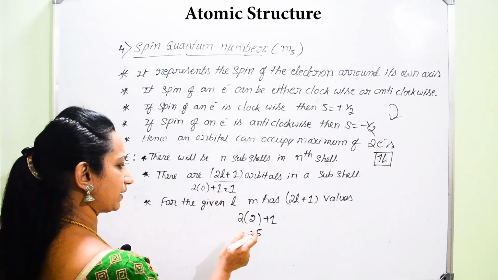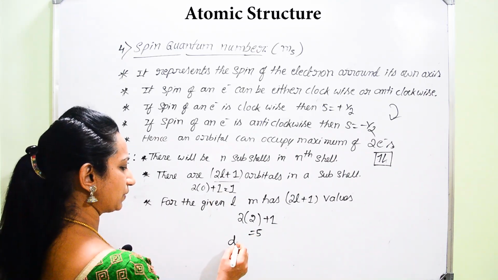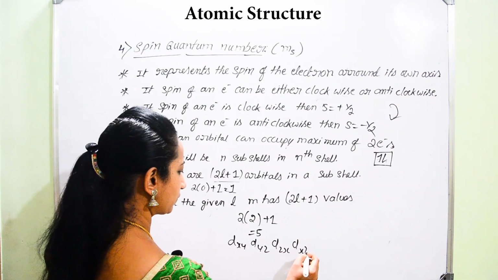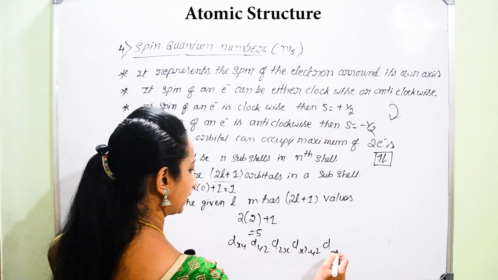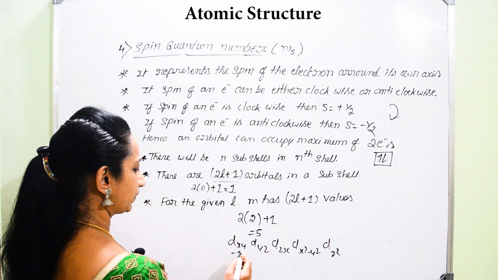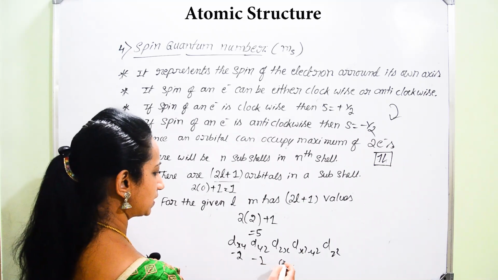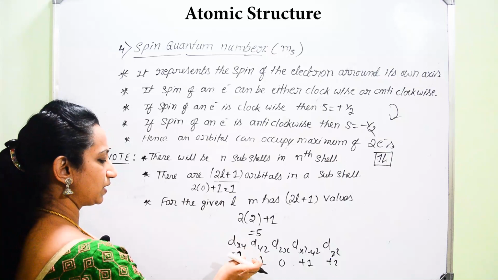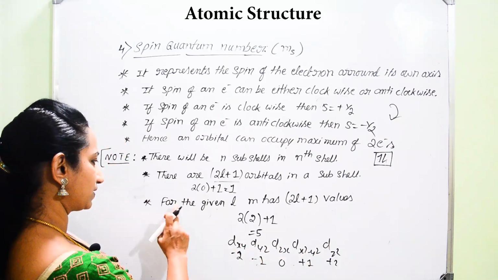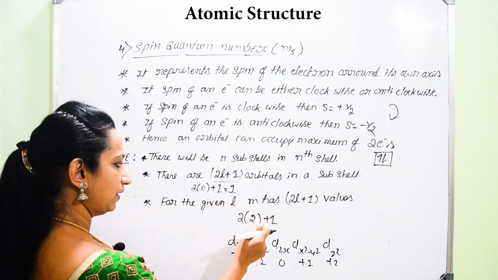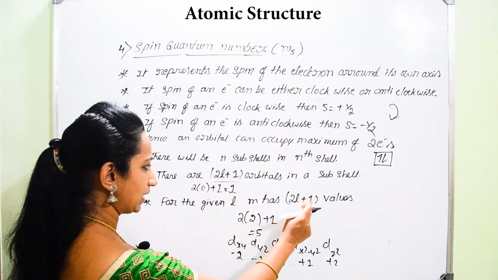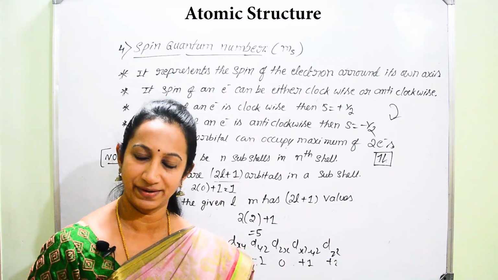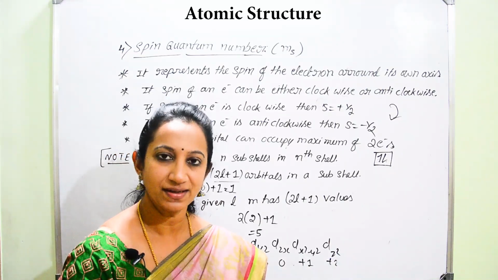Got it? That means even you can represent d's 5 values: dxy, dyz, dzx, dx square minus y square, as I have given before, and dz square. Here we can write minus 2, minus 1, 0, plus 1 and plus 2. You have just seen how we get these numbers: for the given l value, m has 2l plus 1 values. So these are the points to be remembered regarding quantum numbers and their significance.